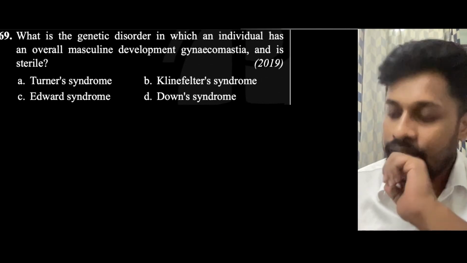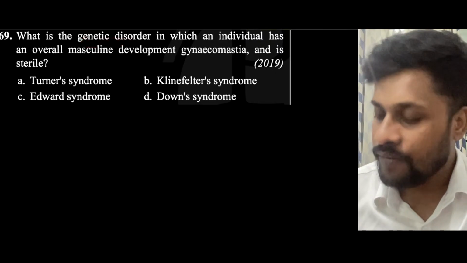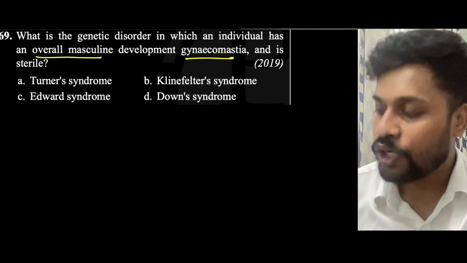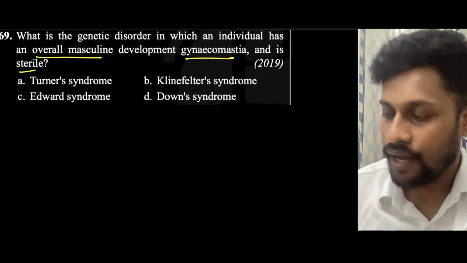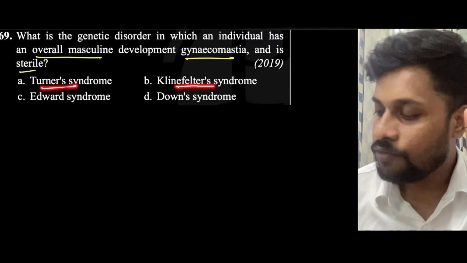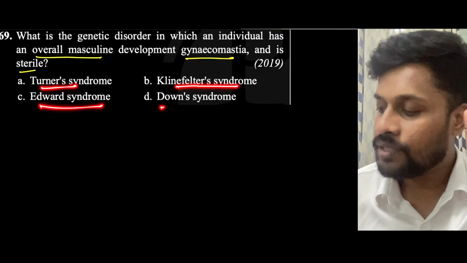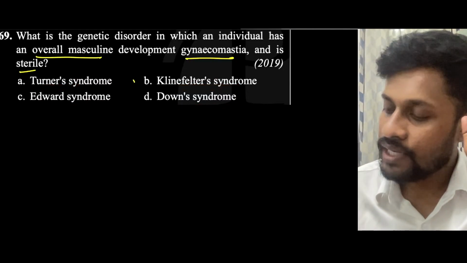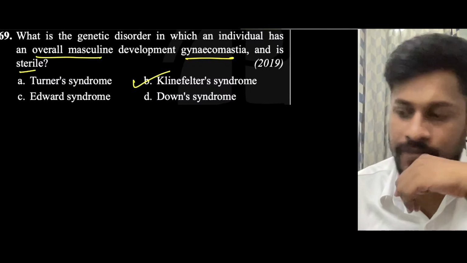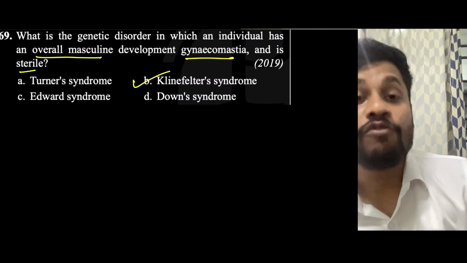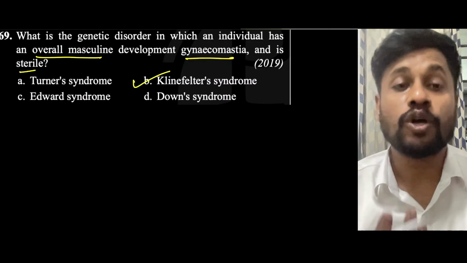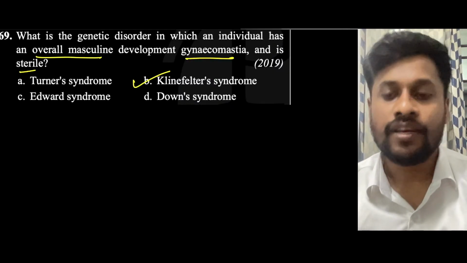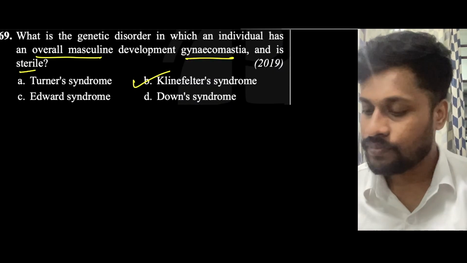Now, what is the genetic disorder in which an individual has overall masculine development, gynecomastia, and is sterile? Turner syndrome, Klinefelter syndrome, Edwards syndrome, Down syndrome. What will be the answer? Gynecomastia means what? Klinefelter syndrome, right? Now you see, based on features of chromosomal disorders, there are many questions which are coming for NEET exam. Okay, so you should be thorough with the features.